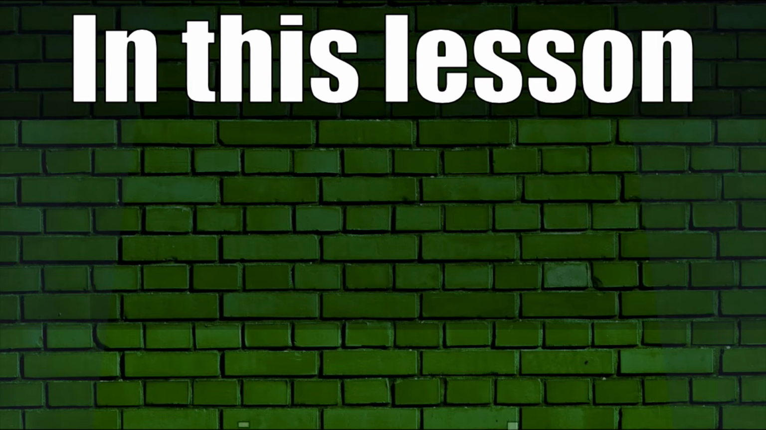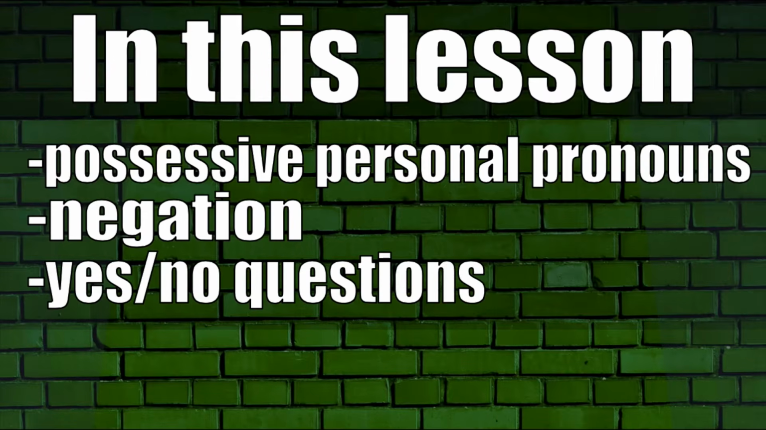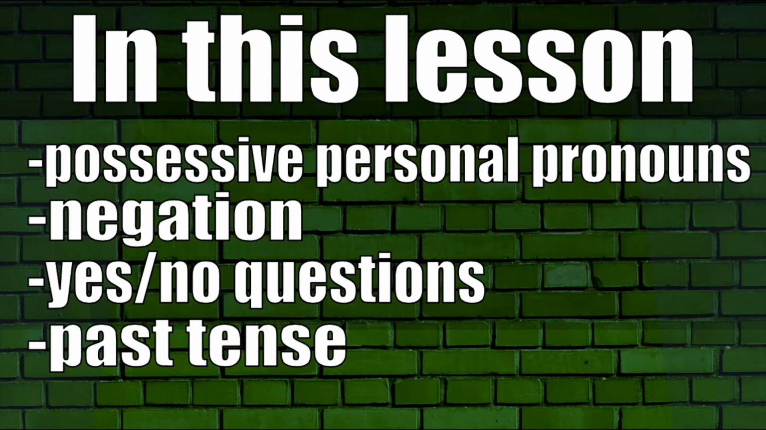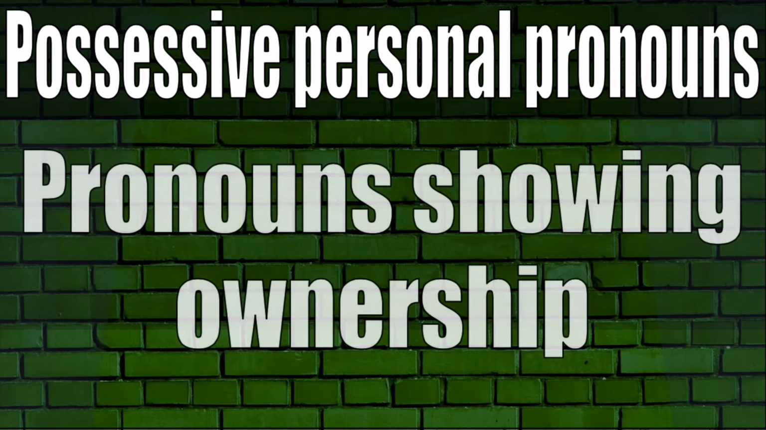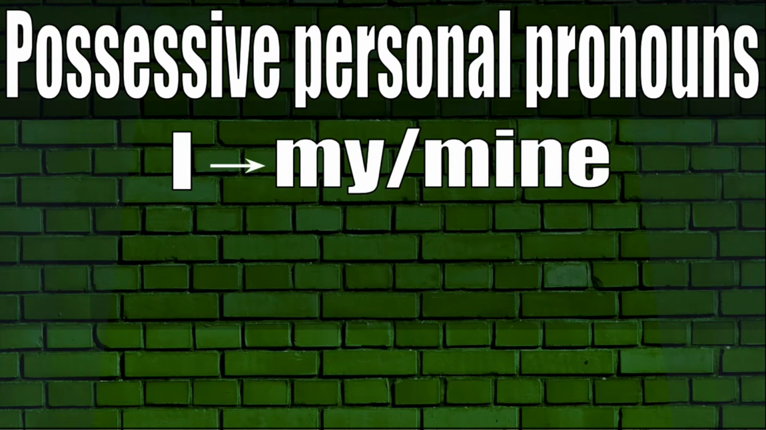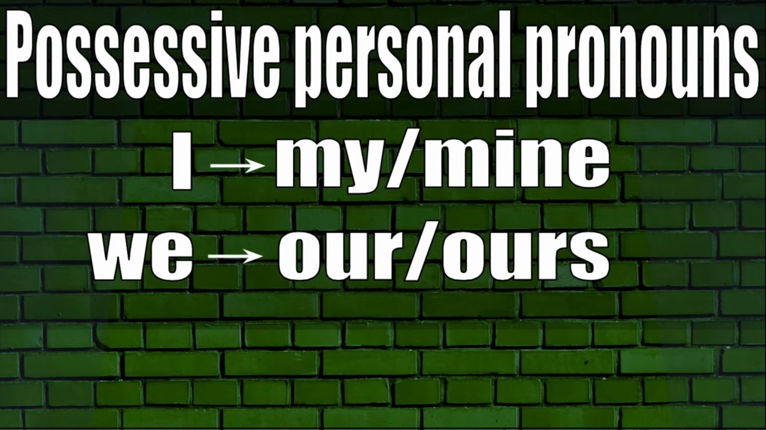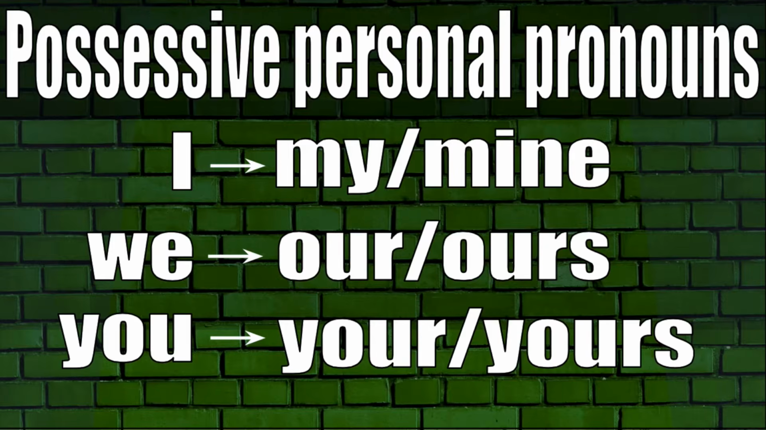In this lesson, you're going to learn about possessive personal pronouns, negation, yes and no questions, and past tense. A possessive personal pronoun is any personal pronoun that shows ownership. So in English, instead of using I, we say my or mine. Instead of we use our or ours. And instead of you, we say your or yours.